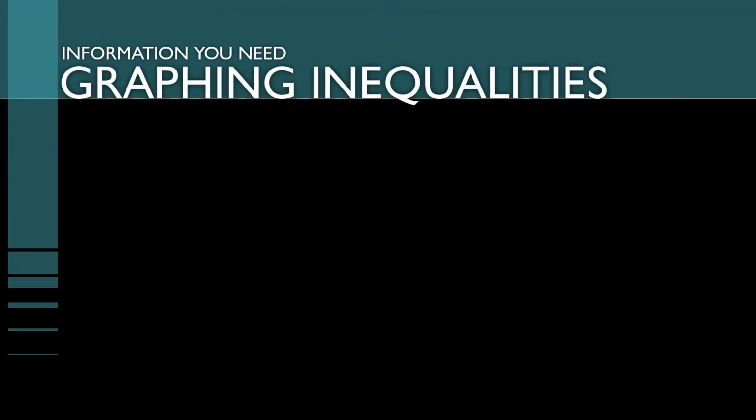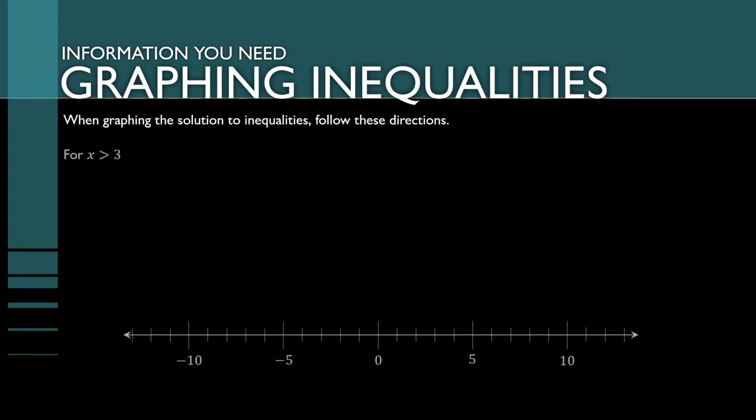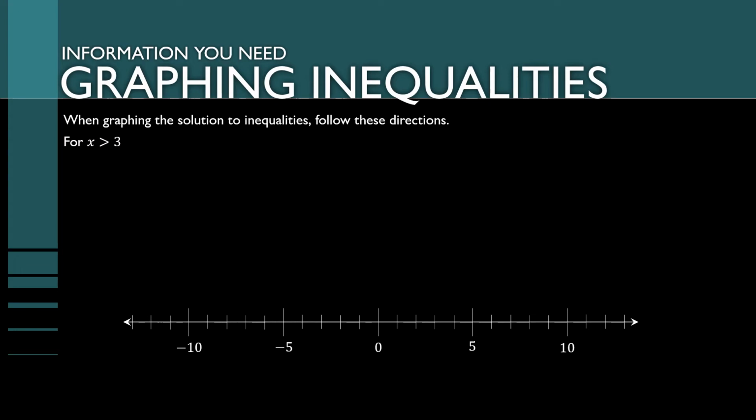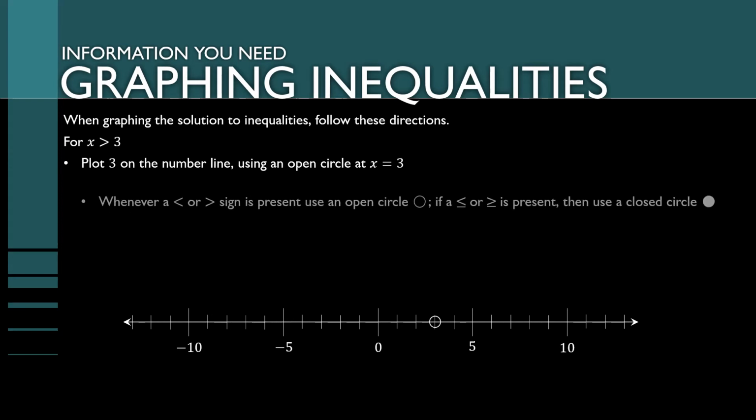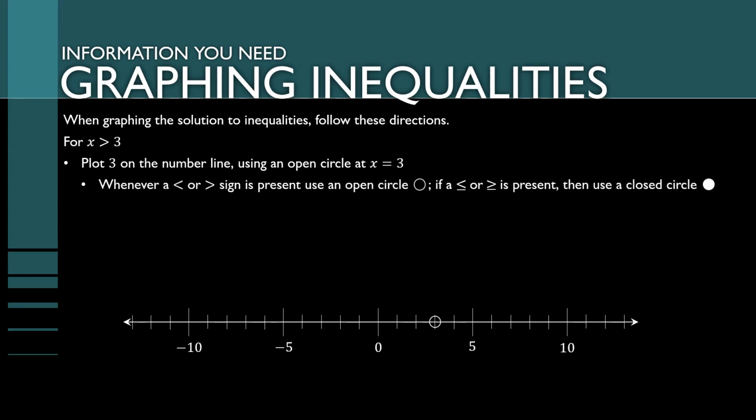The next piece of information that you need before we move on is graphing inequalities on a number line. So when graphing the solution to inequalities, you follow these directions. If we have x is greater than 3, you're going to plot 3 on the number line using an open circle at x equals 3. The reason why we use an open circle is because this is a less than or greater than sign.